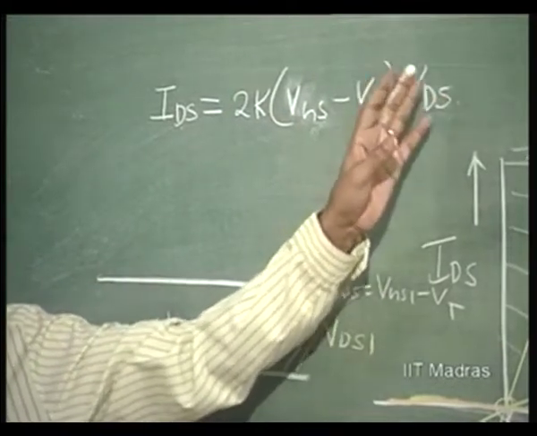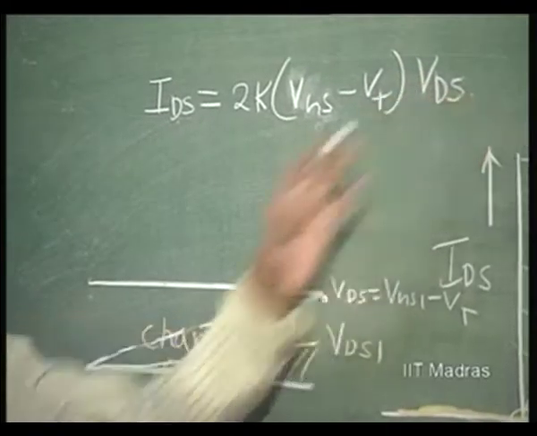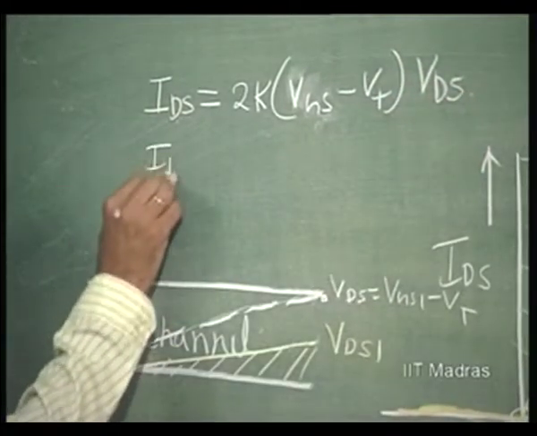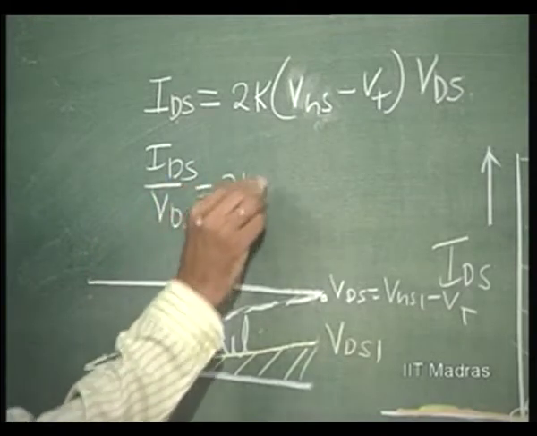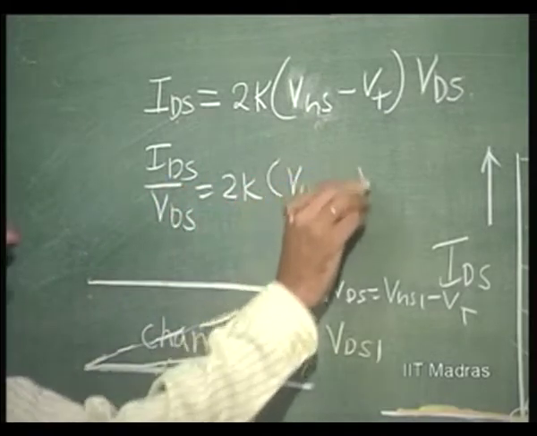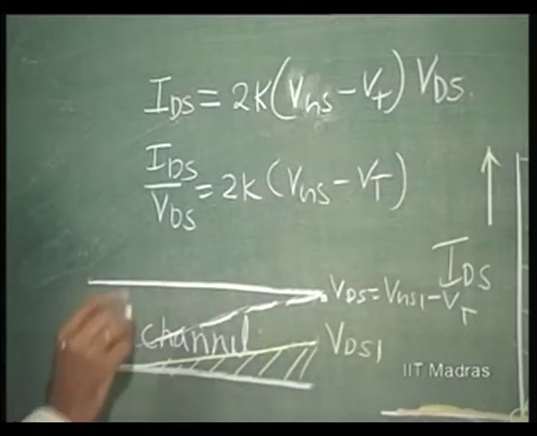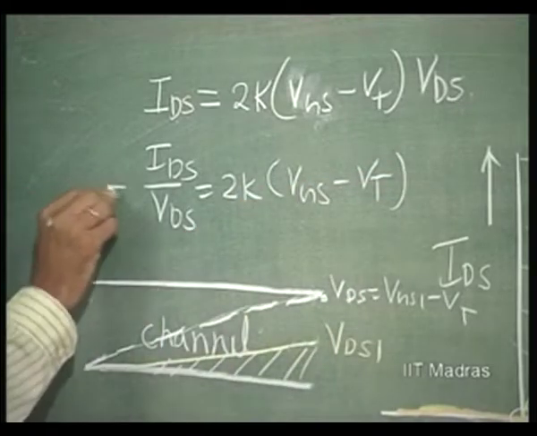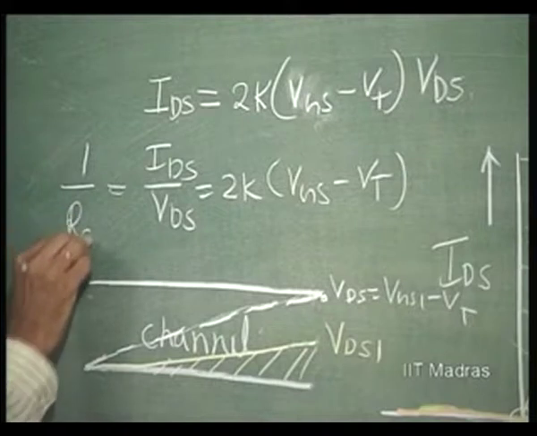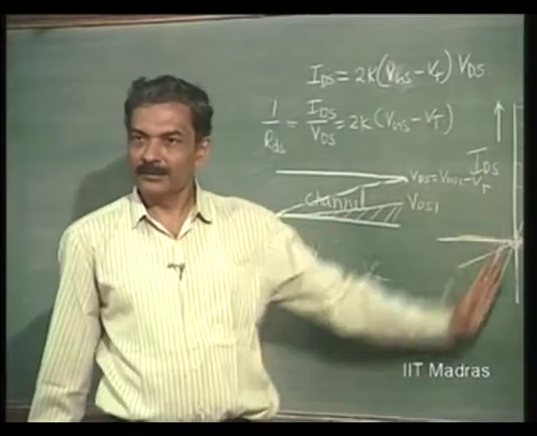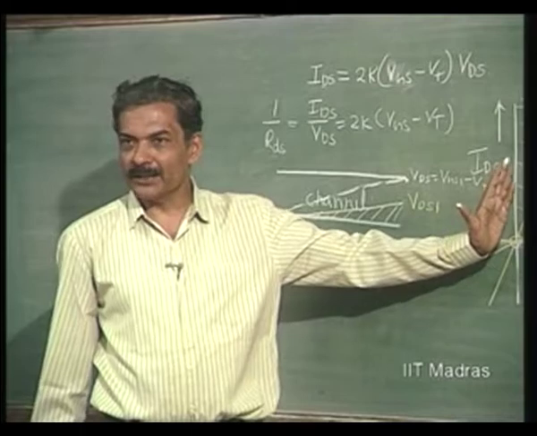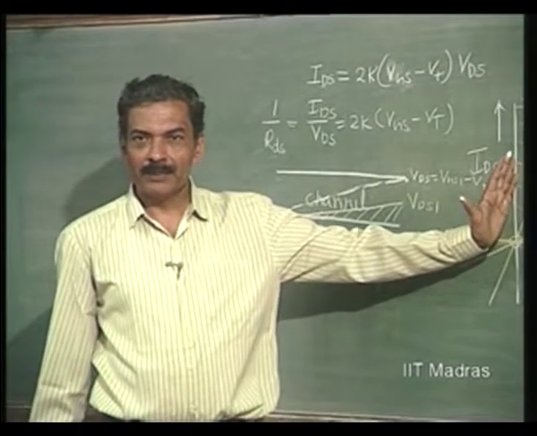So, it is directly proportional to VDS. So, IDS by VDS is equal to 2k into VGS minus VT. This is called the FET resistance RDS in the triode region, or actually in the region where it is linear, where the nonlinearity has not yet come into the picture.